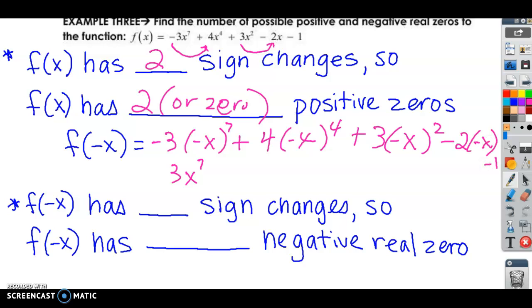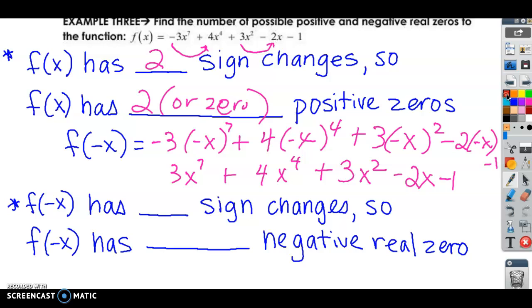Okay, so this negative x is being multiplied by itself an even number of times. So that's just going to turn out to be 4x to the 4th, right? Same with this x squared. That's just going to be 3x squared, because a negative times a negative is going to be a positive. This sign's going to change because it's going to be negative times a negative, which makes that a positive 2x, and then minus 1 will stay the same.